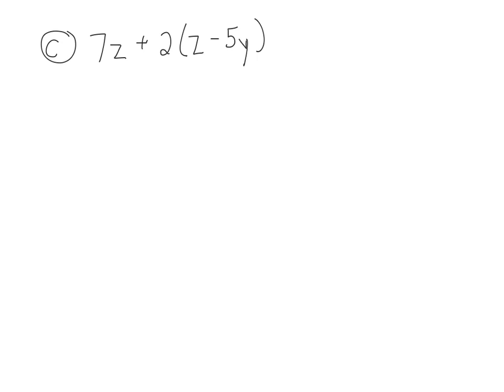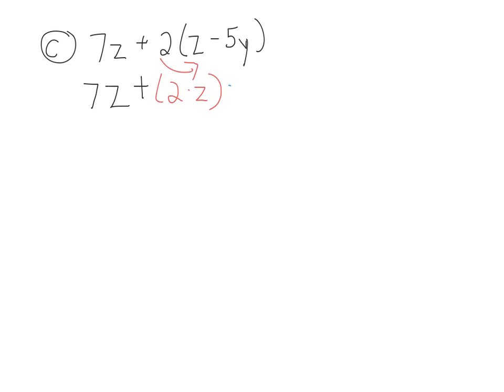For this last one, we've got 7z plus 2 times z minus 5y. And again, this should look like the distributive property to you by now: a number directly outside the parentheses with 2 or more terms inside separated by addition or subtraction, in this case subtraction. So for this one, 7z is staying the same. And then we're going to use the distributive property like we did in all of our earlier examples to distribute 2 times z.